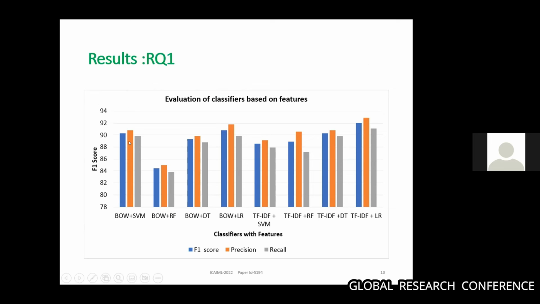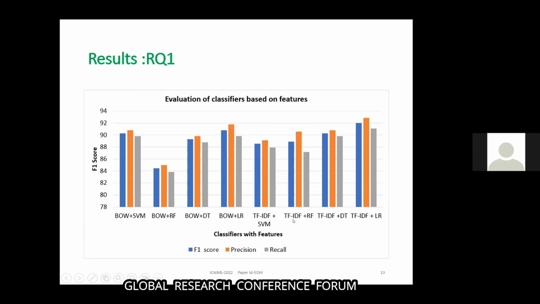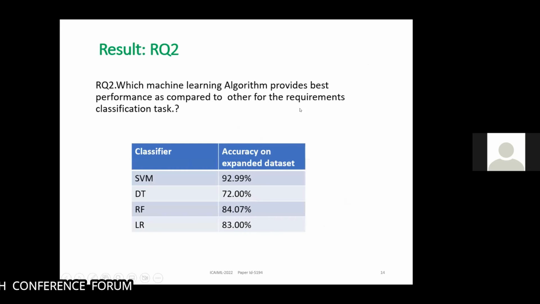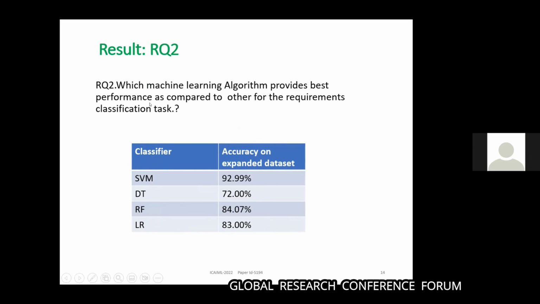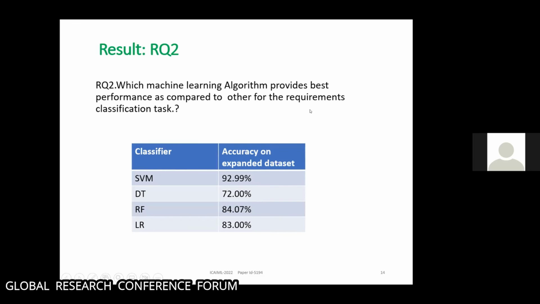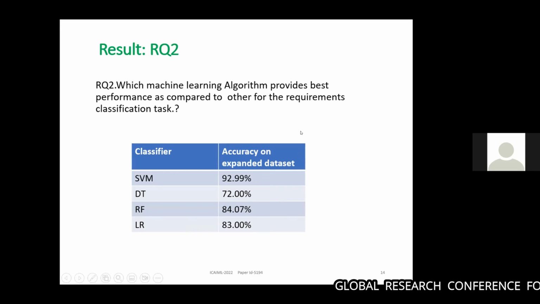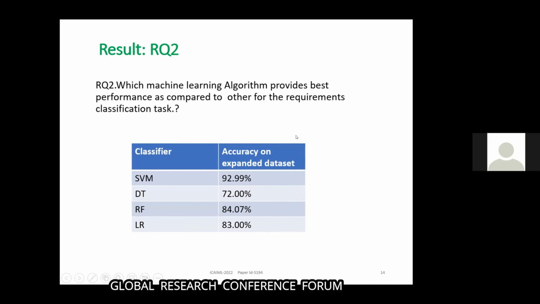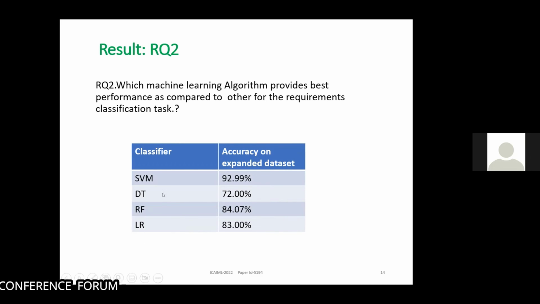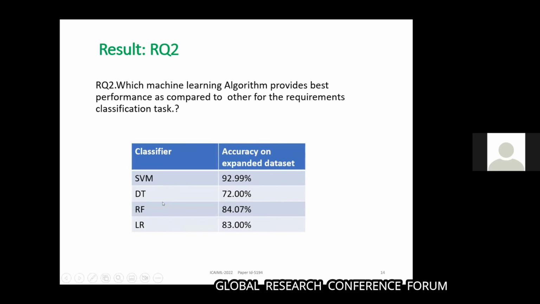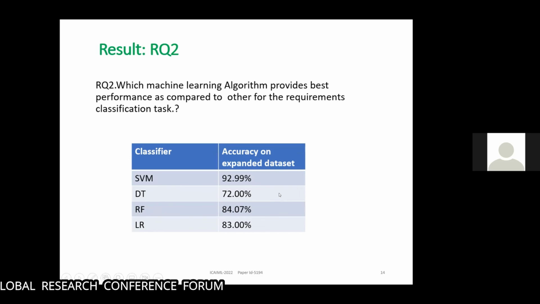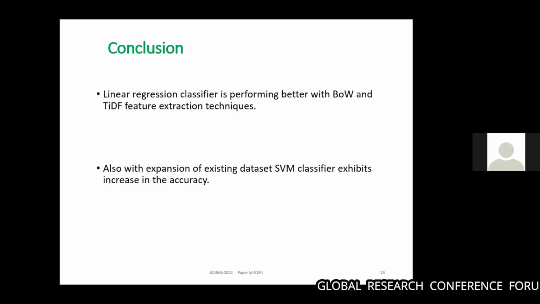This is the evaluation presented in the form of a graph. I'll go to result 2. It asks which machine learning algorithm provides the best performance compared to the others for the requirement classification task. Since I have mentioned that we have expanded the existing data set, which is available on Kaggle, this is the SVM, which gives better accuracy than the DT, RF, and LR. So these are the results which I represented here in this paper.